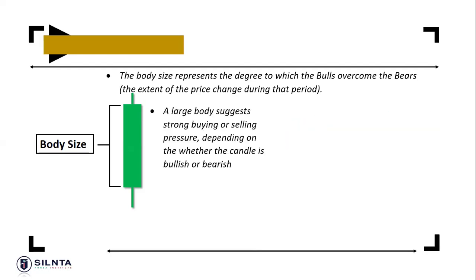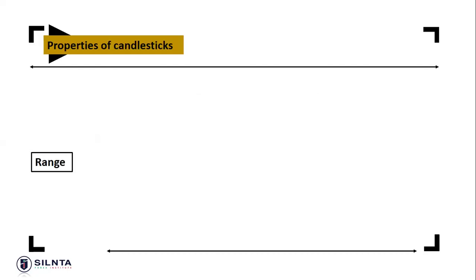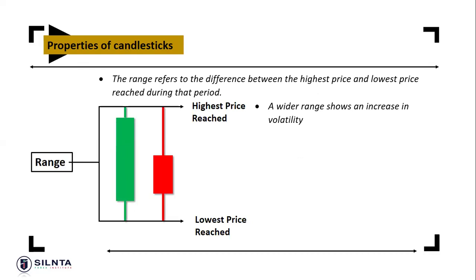So a large body suggests strong buying or selling pressure, depending on whether the candle is bullish or bearish. Okay, a small body signifies that there was little price movement between opening and closing price. The range, okay, the range refers to the difference between the highest price and the lowest price reached during that period. That is the highest price reached and then the lowest price reached.